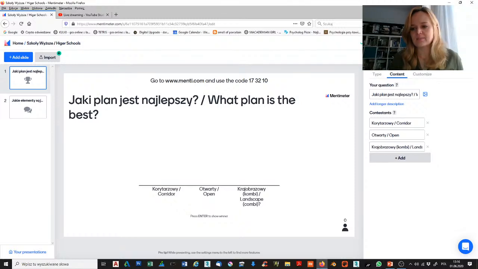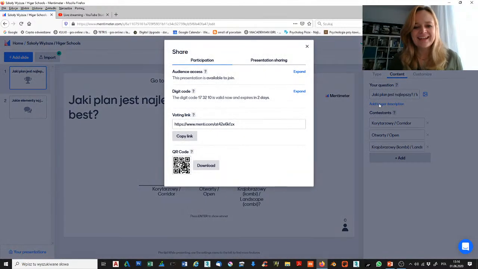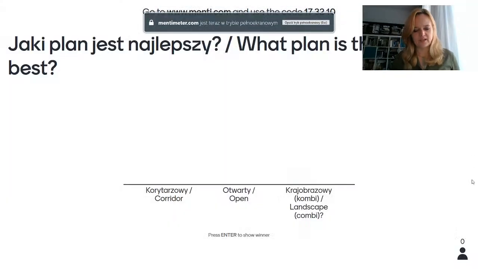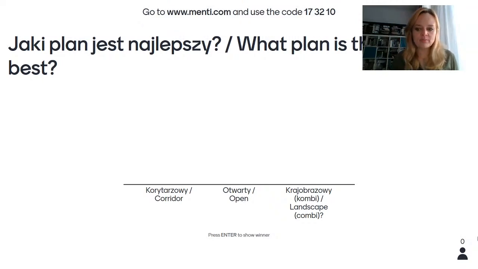What plan is the best? Ah, yes, this is the voting. Sorry, I forgot about that. So this is the voting. In your opinion, what plan is the best? The corridor plan, the open plan, or the landscape combi plan?